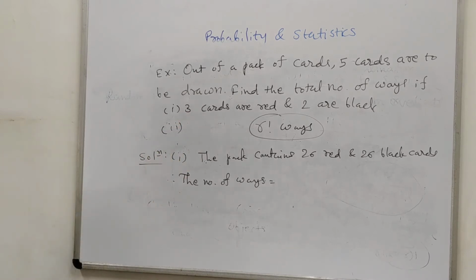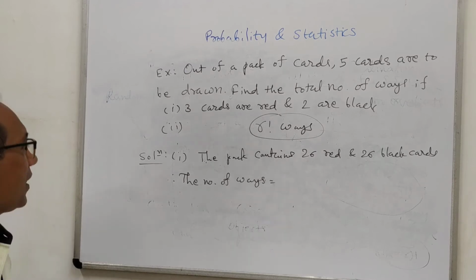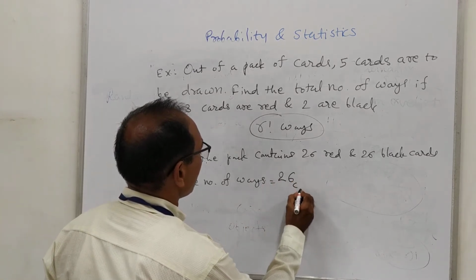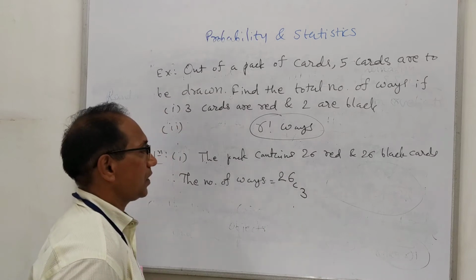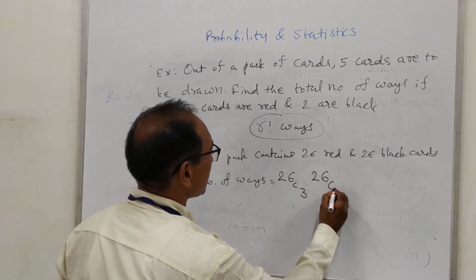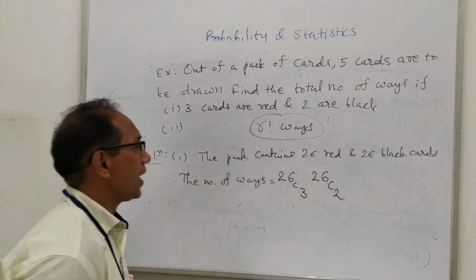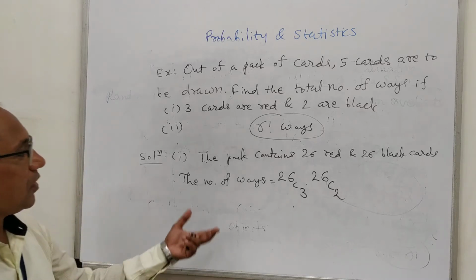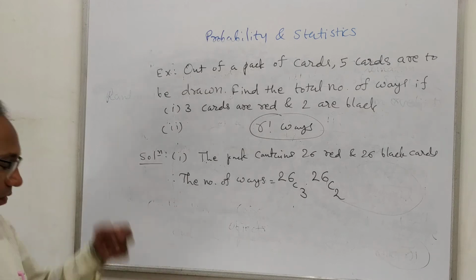Here, out of 52 cards, 26 cards are red and 26 cards are black. Therefore the number of ways equals 26C3, only selection, 3 red cards. Likewise, at the same time we are also selecting 2 black cards. So the total number of ways is 26C3 into 26C2, and it is sufficient to write this down over here.